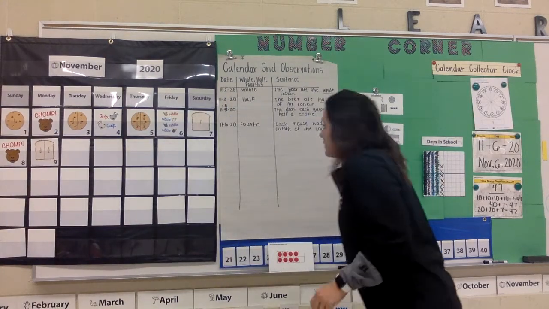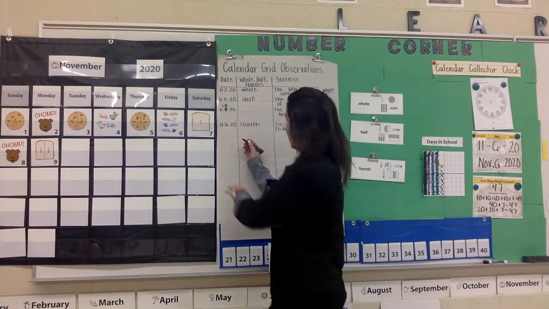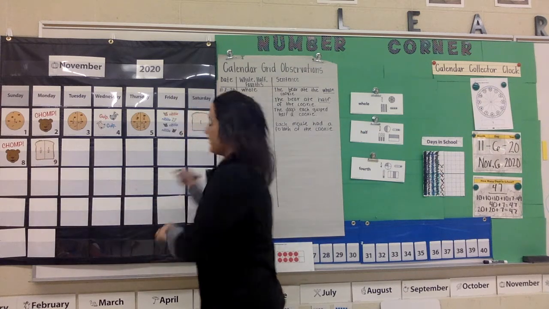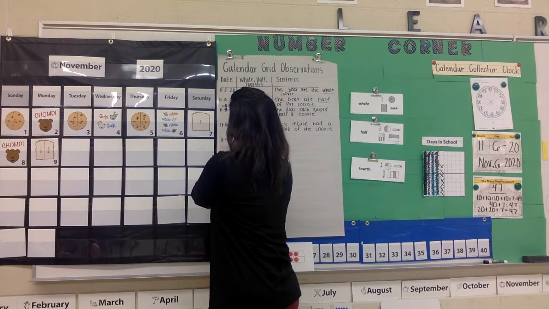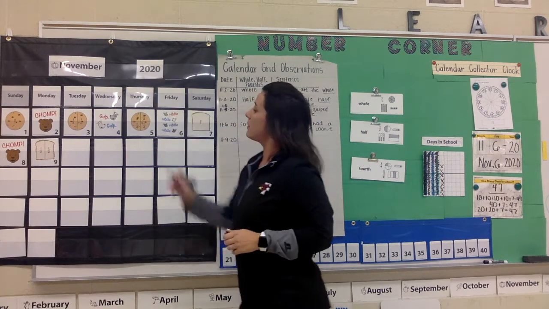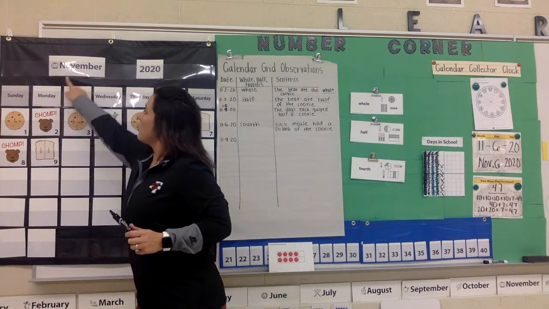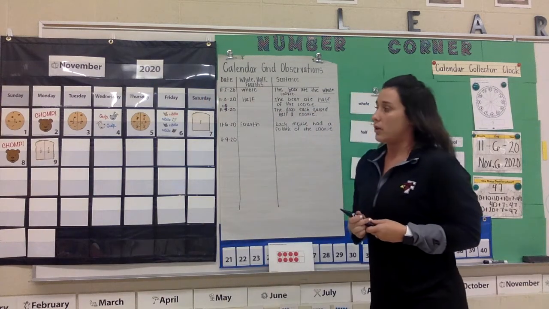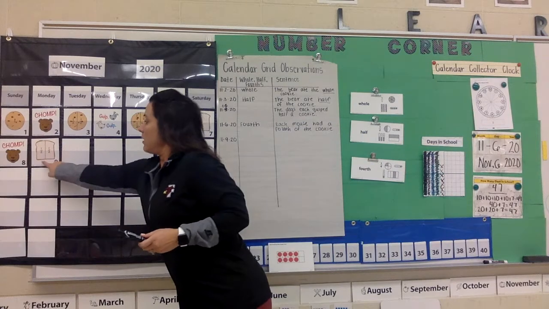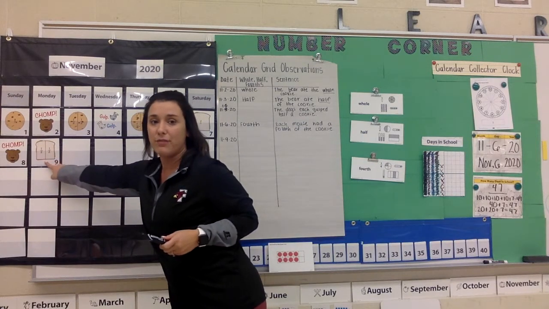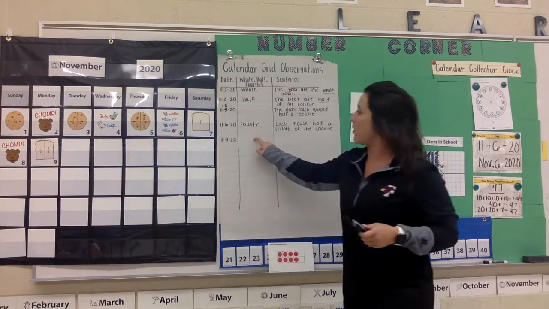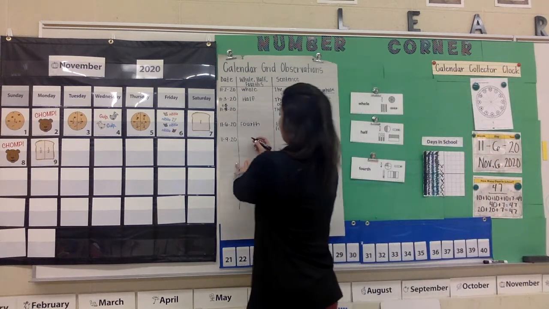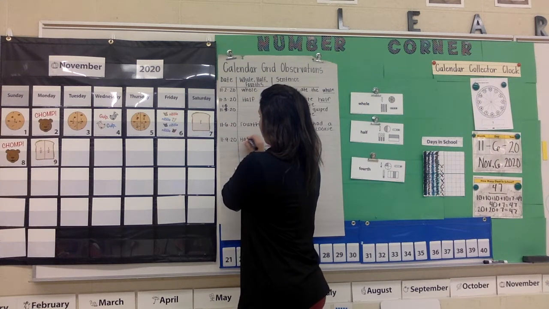So I am going to write our date. Remember, it's November, so it's 11 dash, what number is it? 9, good job. And our year stays the same, so we are still in 2020. So today is Monday, November 9th, 2020. Looking at our calendar, is this a whole, a half, or a fourth? What should I write down? Good, it is a half.